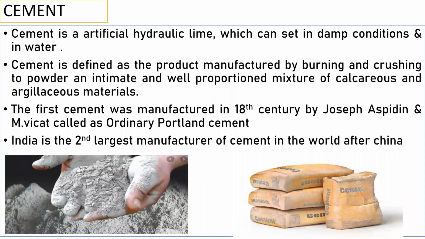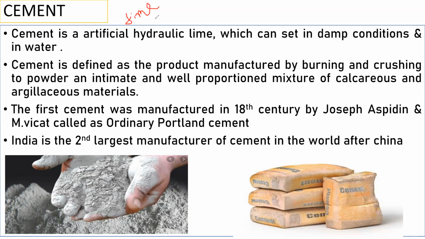So it's written here that cement is an artificial hydraulic lime which can set in damp conditions and also in water. Now see, in the olden days, we used to make structures from lime. So what is the problem with that? The problem with lime is that it takes a long time to set, and quick setting was not happening. So after a lot of research, the researchers finally found something called cement.